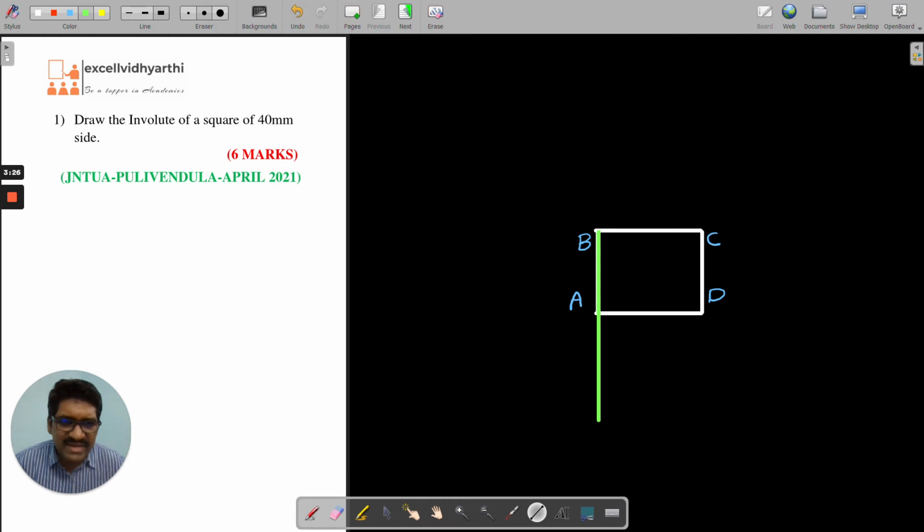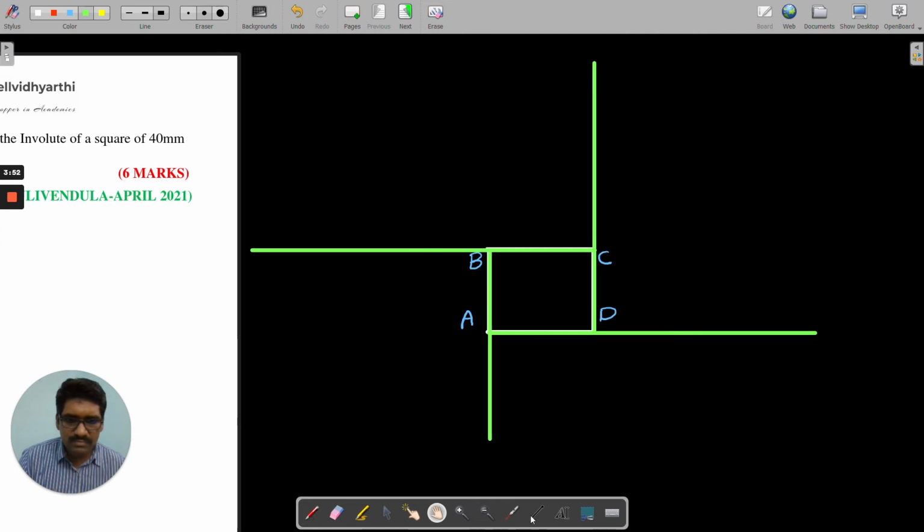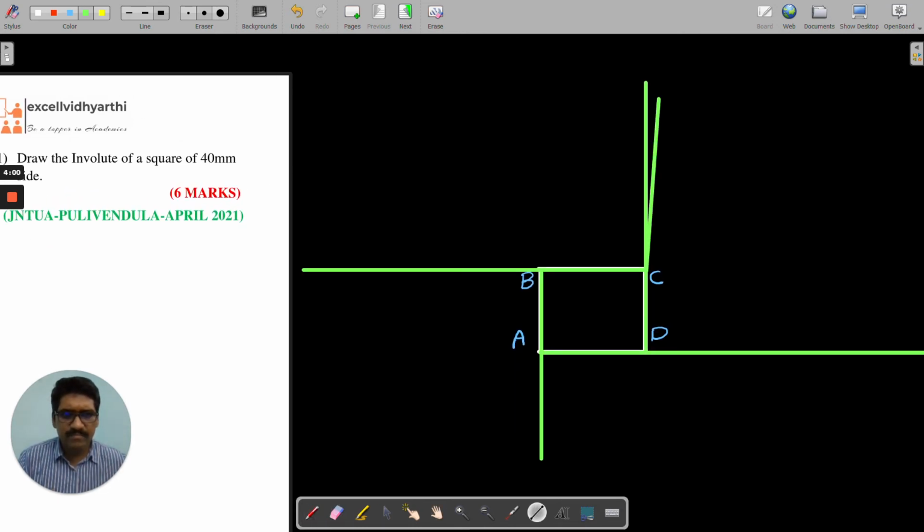Next, what is the second side? BC is the second side. Extend BC up to some approximate length and leave it. Next, what is the third one? CD. Extend CD up to some length. Whatever the fourth one, AD, extend up to some approximate length like this.